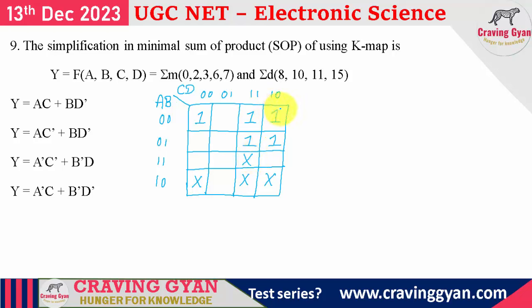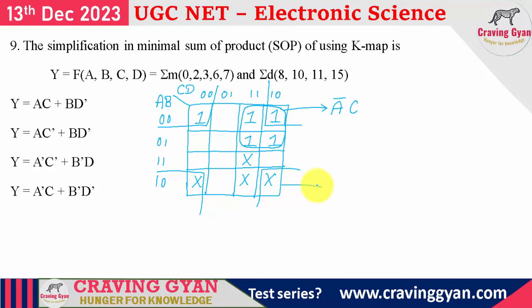Now look at the things: these 4 I am going to group, and it is going to be a nibble. What is the equivalent value? On the row side, A is not varying, and the value of A is 0, so it is A bar. Similarly, on the column side, C is not at all varying, C is 1, so it is A bar C.